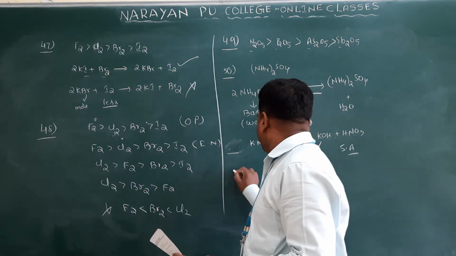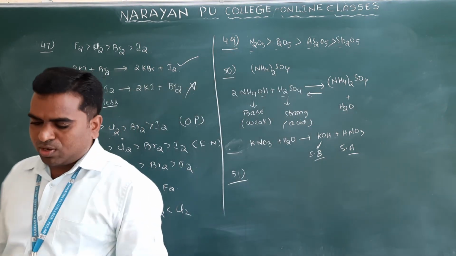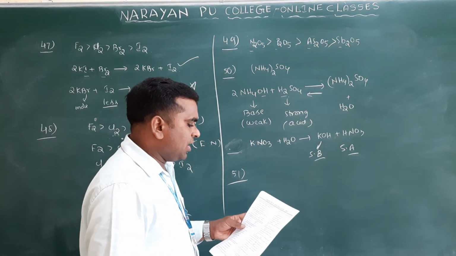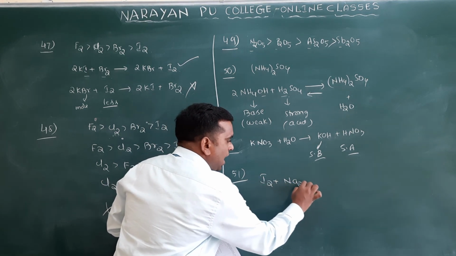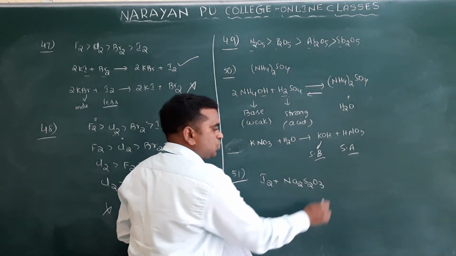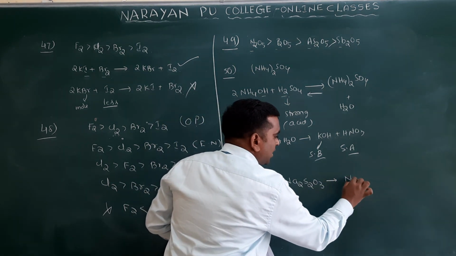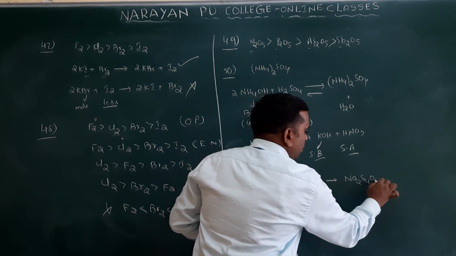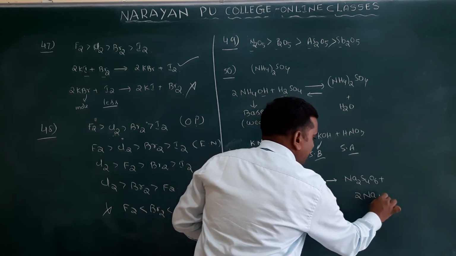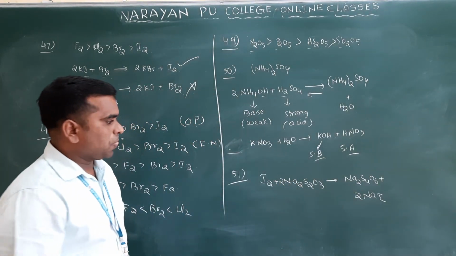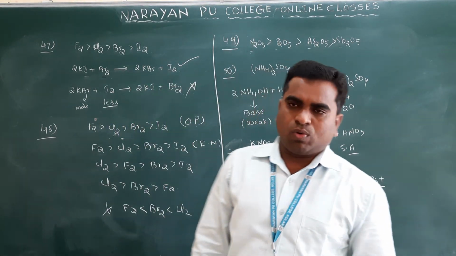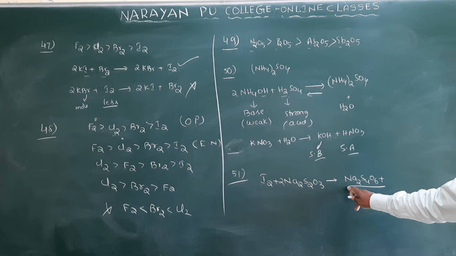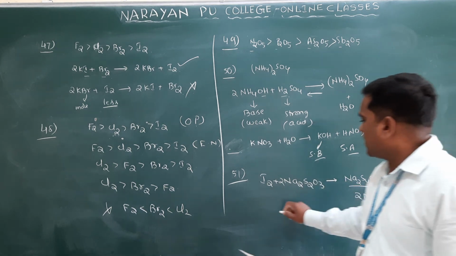Next one, question number 51. We have discussed this, it is the oxidation of thiosulfate by iodine. The thiosulfate is Na2S2O3. What is the reaction here? You will get Na2S4O6 plus 2 moles of NaI. You have to take 2 moles here. Clear? This is the reaction. I already mentioned the name: sodium tetrathionate. So what should be your answer? The tetrathionate ion, that is option 1.